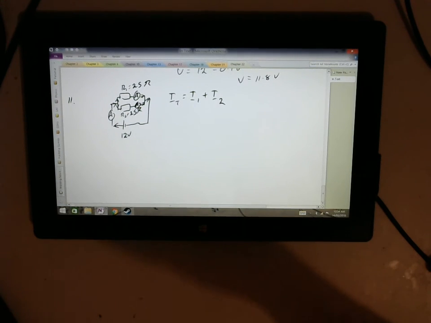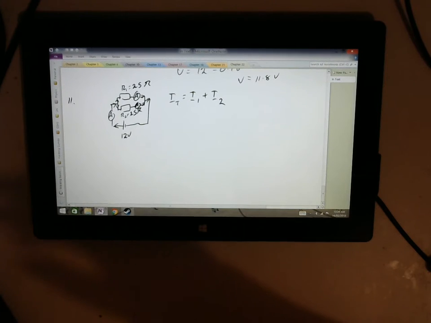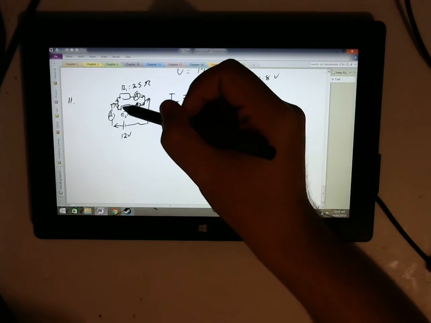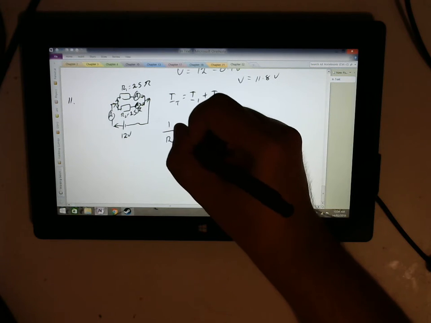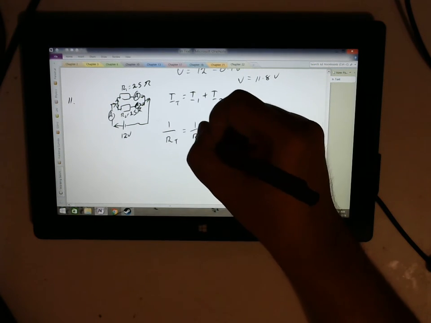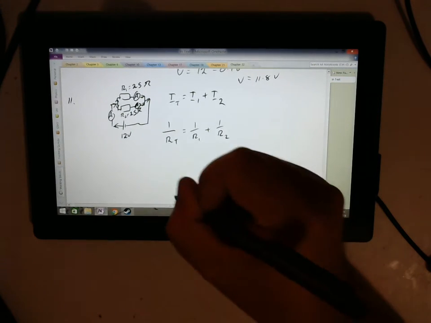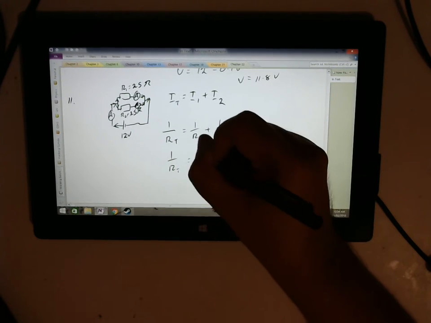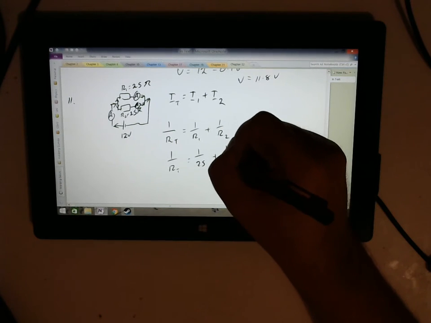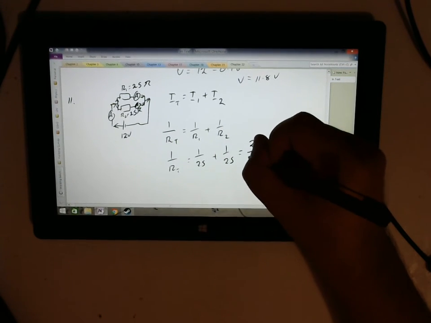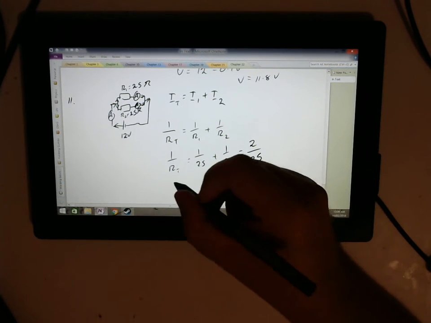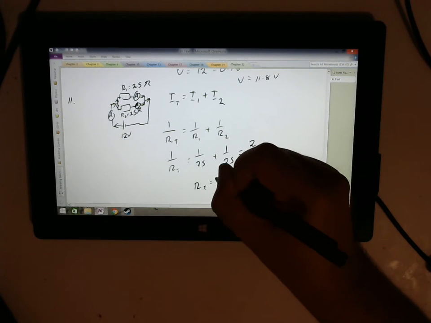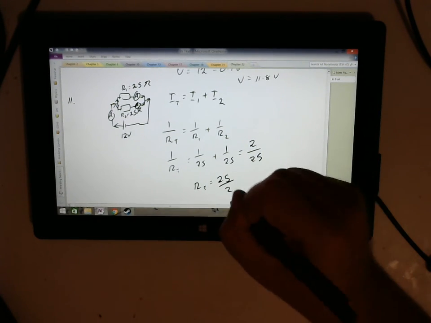Okay, let's work out firstly the current going through the total circuit. Remember, we need to use an equivalent resistance here. So we have 2 resistors in parallel, so we need to use our parallel law. So for our parallel law, 1 over resistance total equals 1 over resistance 1 plus 1 over resistance 2. 1 over R total is going to equal 1 over 25 plus 1 over 25, which equals 2 over 25. And so invert that, because this is 1 over RT, so RT is equal to 25 over 2.